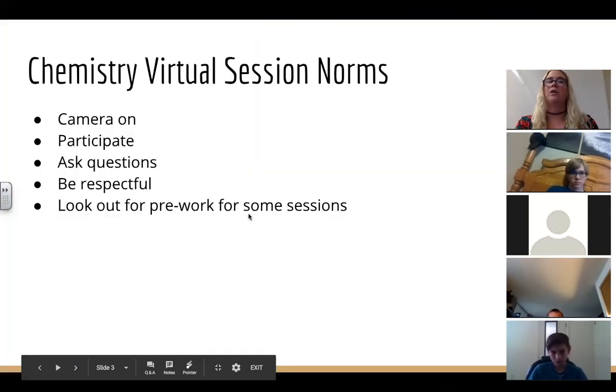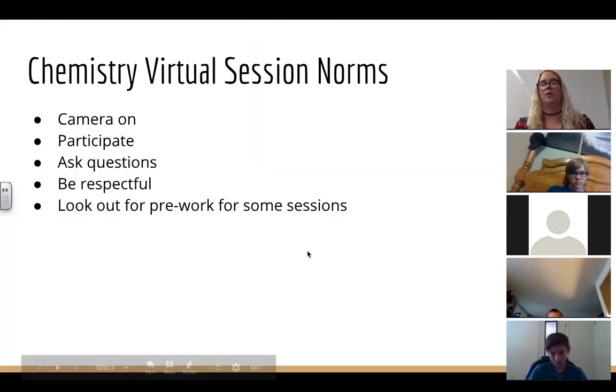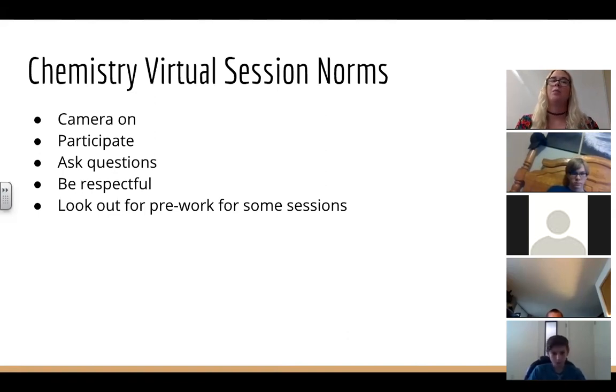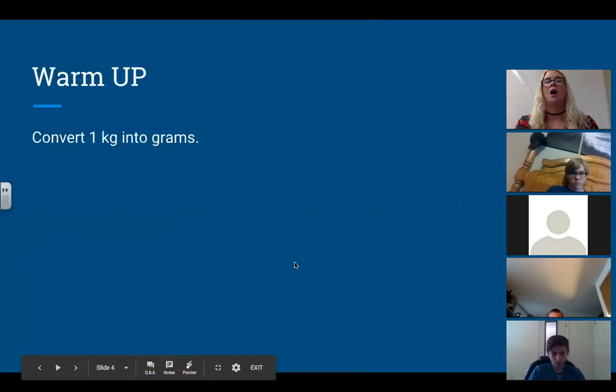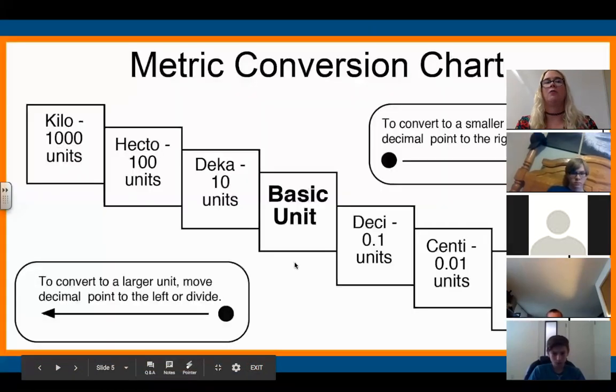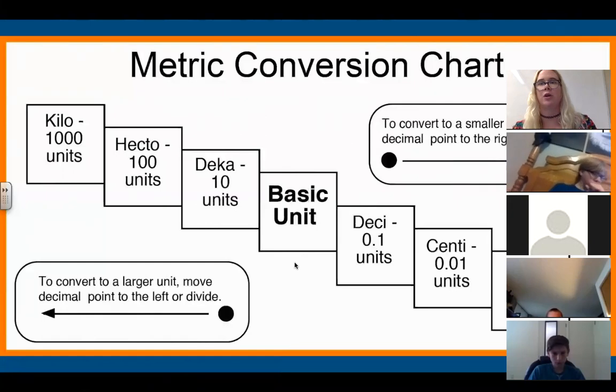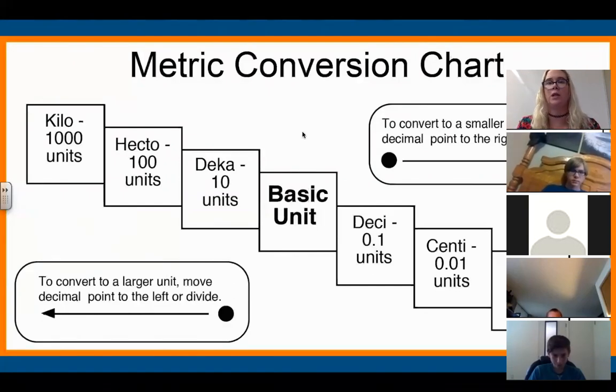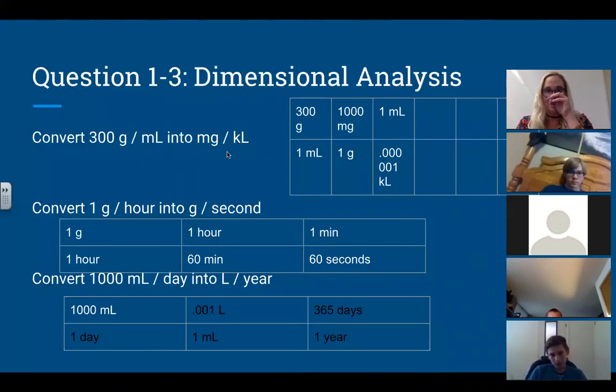So last time we talked a little bit about the virtual session norms, right? Having your camera on, participating, asking questions, being respectful. We did some converting of kilograms to grams. We talked about the metric conversion chart, moving the decimal, because the metric system is based on units of 10, so you can easily convert between the metric system. If you missed that in the first virtual session, go watch the video. We started doing some dimensional analysis about converting different units to other units.